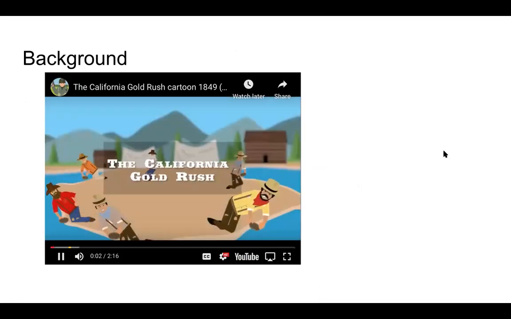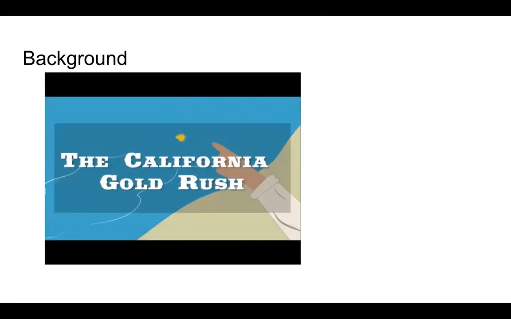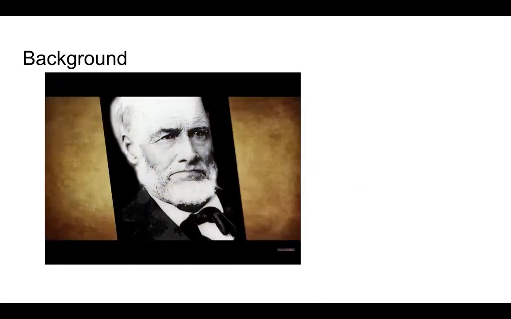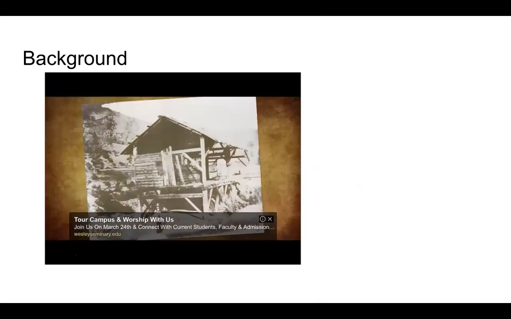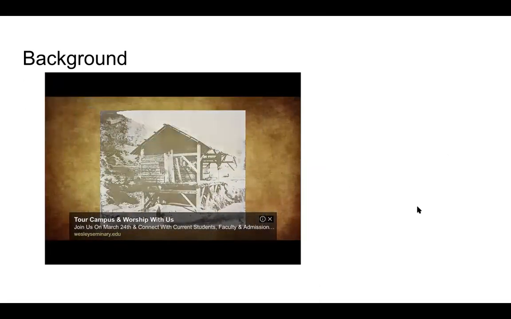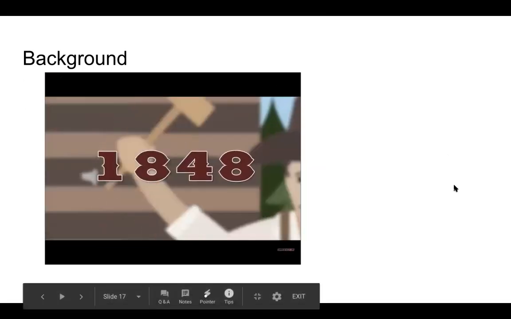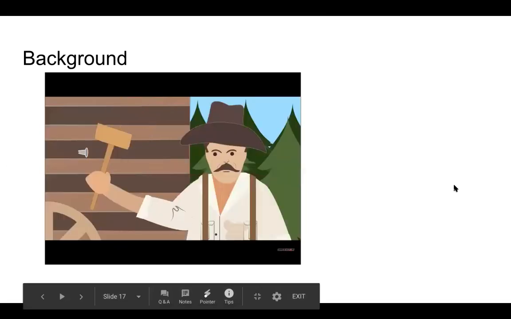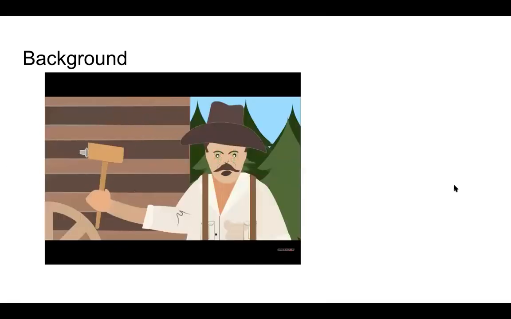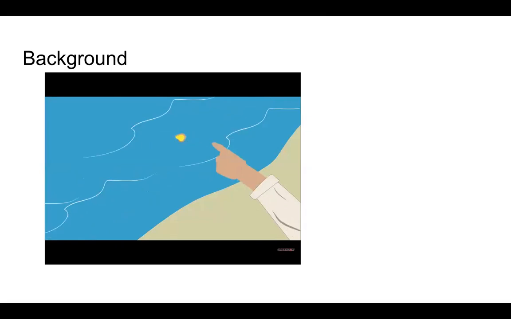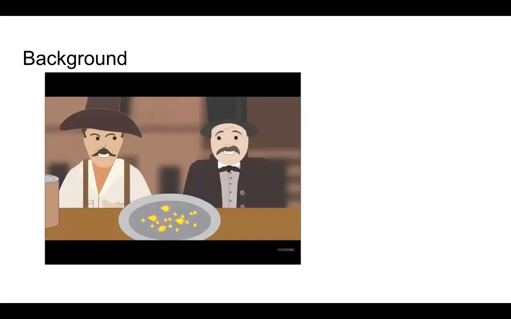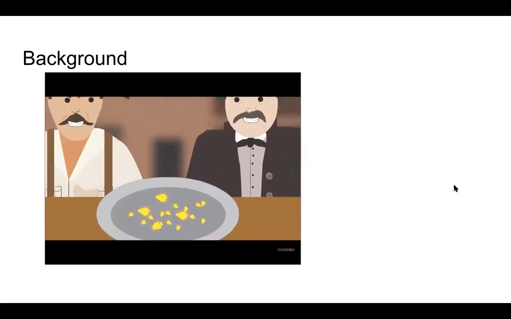The California Gold Rush. Gold was first discovered in California by James W. Marshall at Sutter's Mill near the city of Coloma, California. The story goes back to 1848. James was building a sawmill for John Sutter when he saw something shining in the river. They both tested the metal. It was gold. Soon, the word got out. It was no longer a secret.